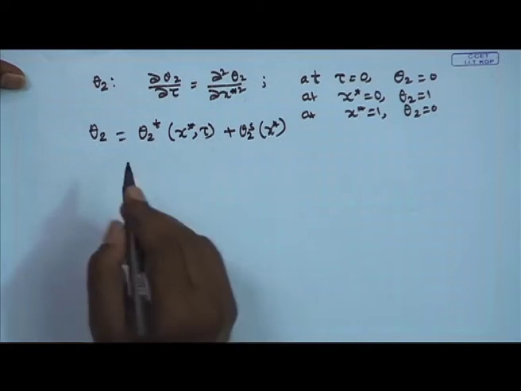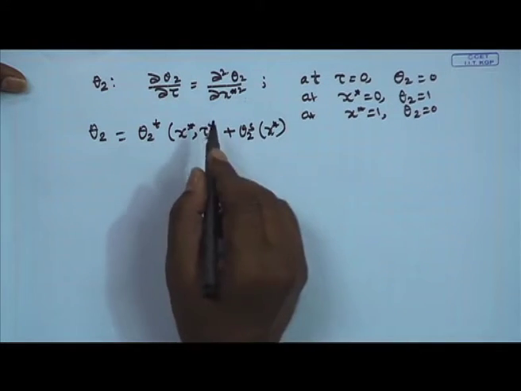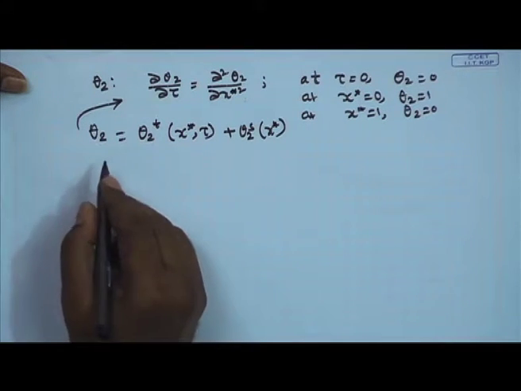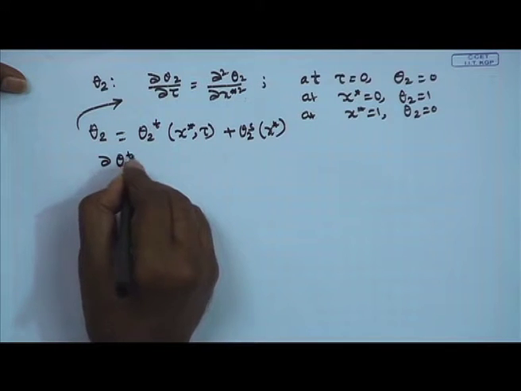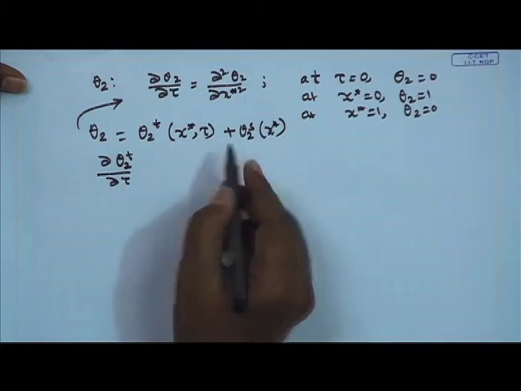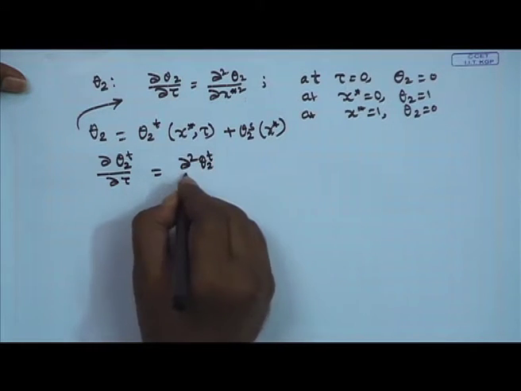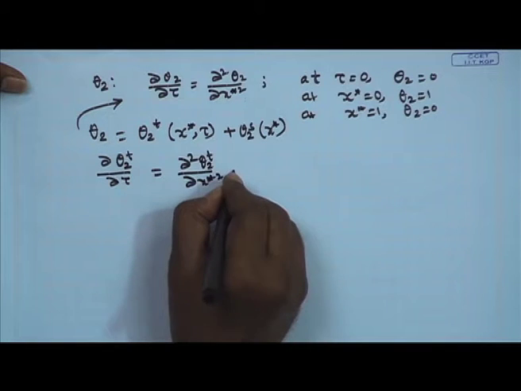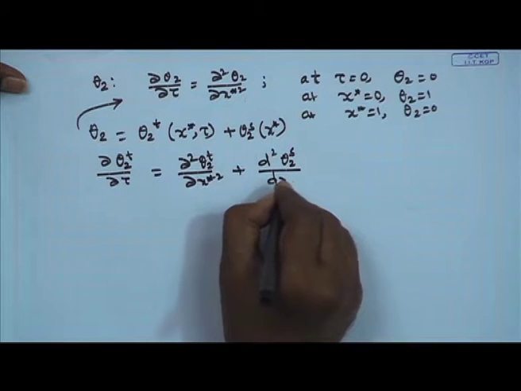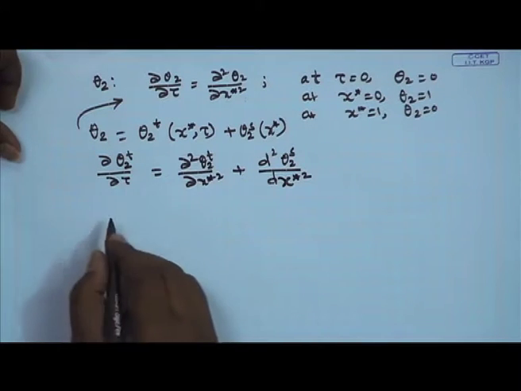So if we substitute this over here, del theta 2 del tau will be... so this will be a mother problem for these two sub problems. If you substitute this in the governing equation, this becomes del theta 2 t del tau, and the time derivative of the steady part will be equal to 0. This will be del square theta 2 t del x star square plus d square theta 2 s d x star square. Now we will be collecting the similar terms and solve them separately.